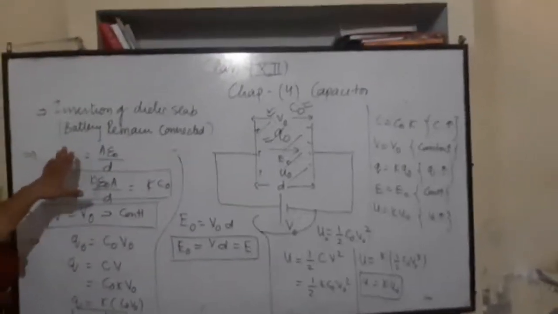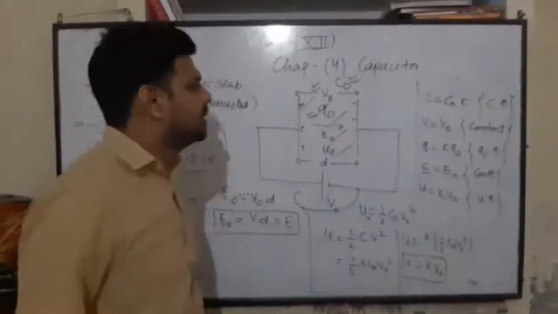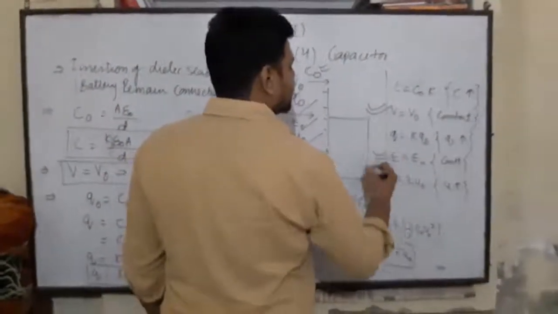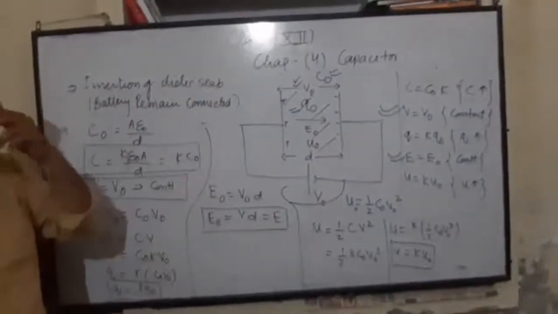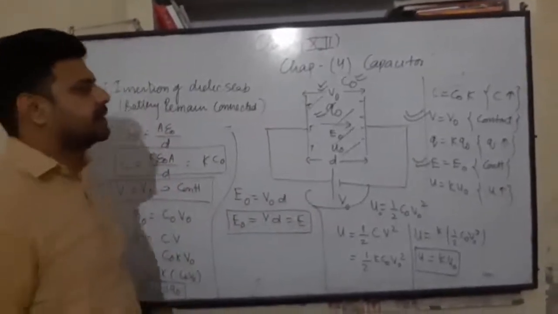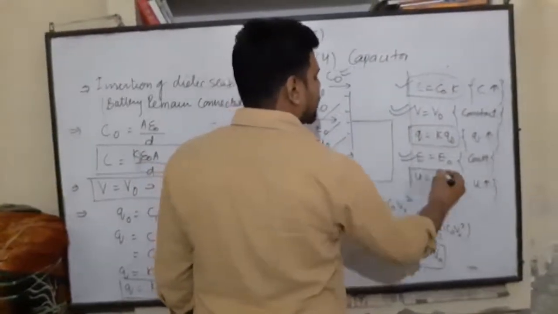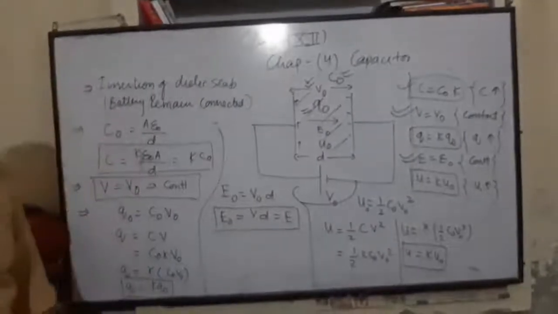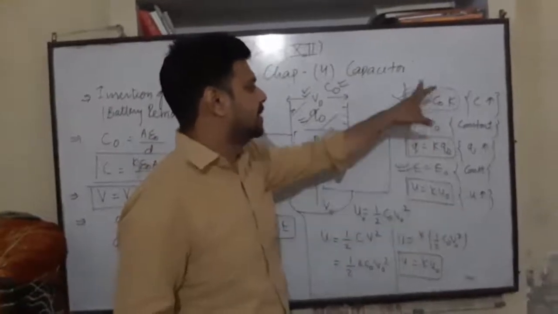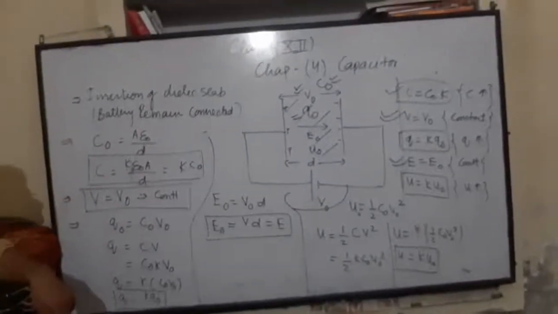Insertion of a dielectric slab when the battery remains connected to the capacitor. In this situation, V and E, the potential difference between the plates of the capacitor and the electric field between the plates, remain constant, but capacitance, charge and potential energy stored in the capacitor increase. All three parameters increase by K times. So this is an important case for doing numericals.